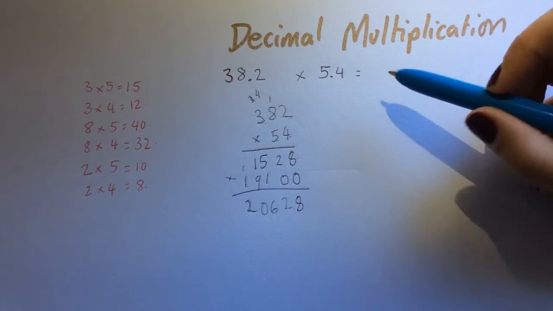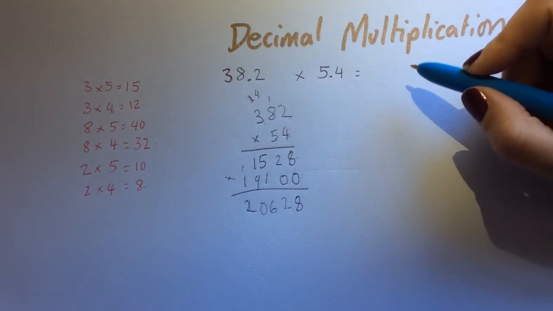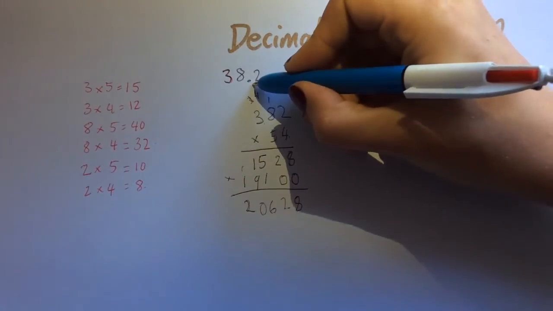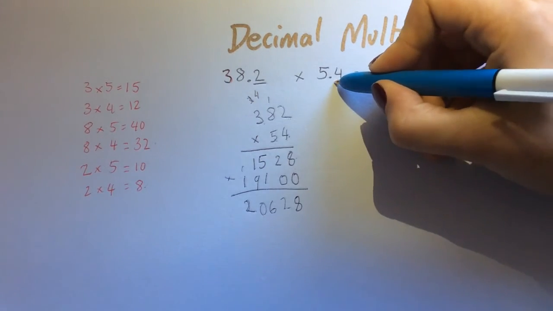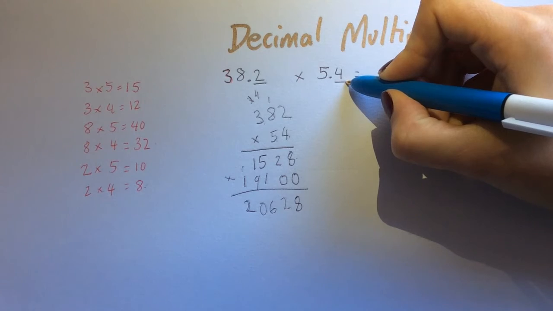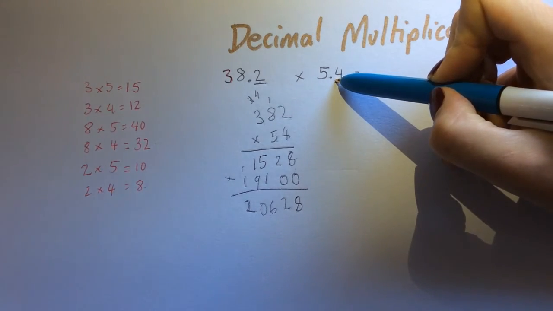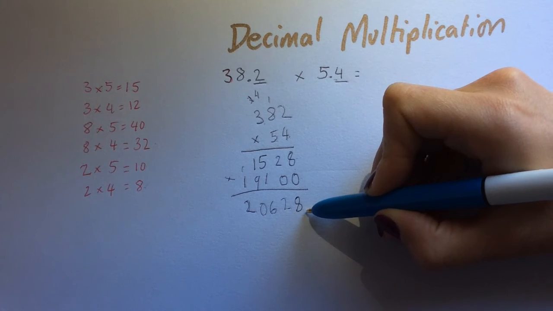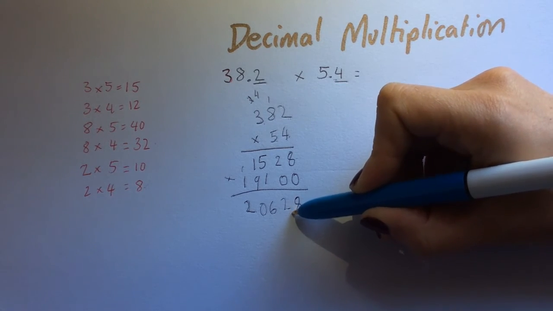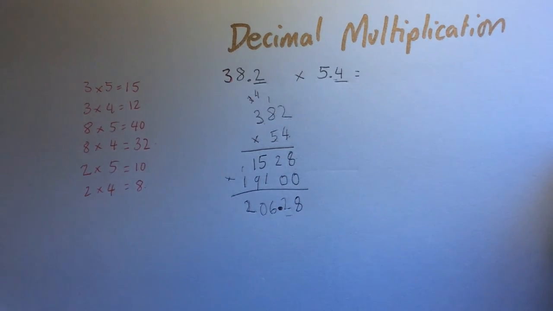So the way that I add my decimals in is I just count how many digits are to the right of each decimal. So there is 1 digit to the right of this decimal here, and then there's another digit to the right of this decimal here. So because I've got 2 digits in total to the right of each decimal number, I add my decimal in 1, 2 digits back this way.